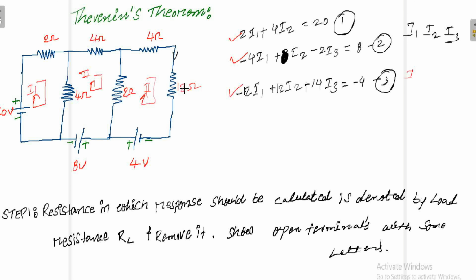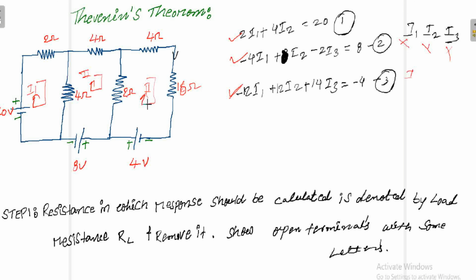If I change this to 16 ohms, again you will get a different third equation. It means that whenever I change the resistance value where I want to find the response, each and every time I need to do the procedure. Each and every time I need to calculate individual resistances. This resistance value changes, this one changes, this one also changes. Every time I need to start the same procedure from the same point.